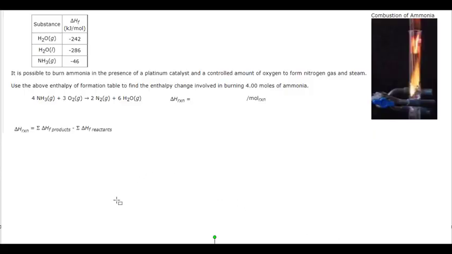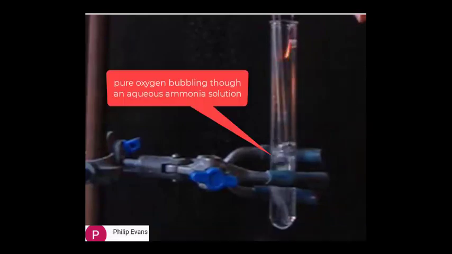The first sentence here says it's possible to burn ammonia in the presence of a platinum catalyst and a controlled amount of oxygen to form nitrogen gas and steam. So let's see this reaction first. Here's an experiment done by Philip Evans.